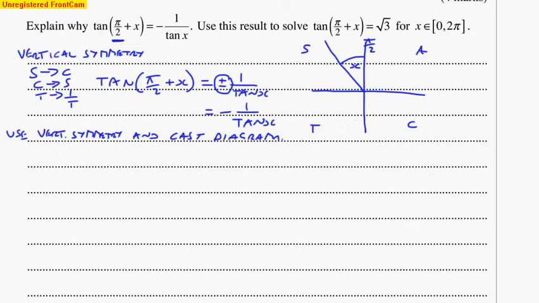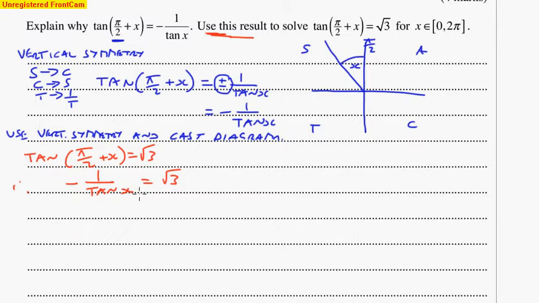Second part, do this in a different colour. Use this result to solve this equation in this domain. Okay, so if I have to solve tan pi on 2 plus x equals root 3. Well, I don't need to use this result to solve this, but the question tells me to use this result, so I will do what I'm told. And we will say that means, therefore, because this is equal to negative 1 over tan of x, that also equals root 3. This is what I'm going to solve.